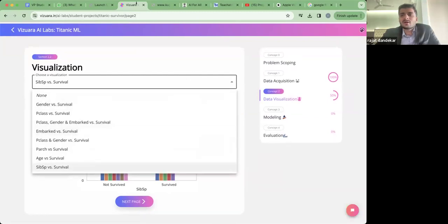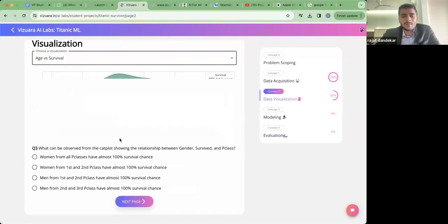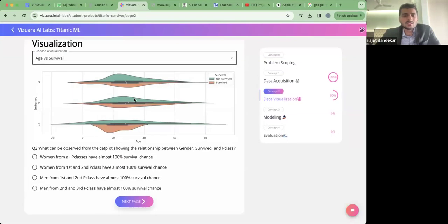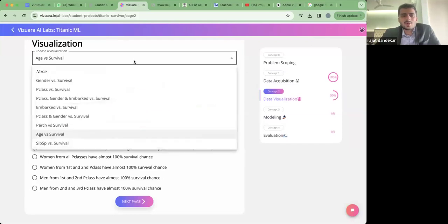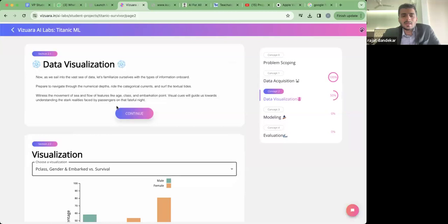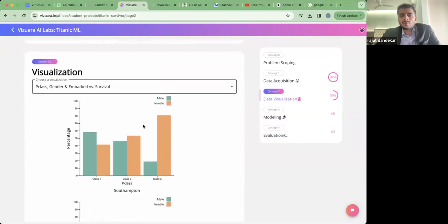Similarly, we have other very interesting plots: age versus survival. This is a plot which is a bit complicated to explain, so I will not be going into this plot in detail right now. But from this data visualization, I just wanted you to understand that this is a stage where we try to understand what is the relation between every single data attribute to the survival chances.